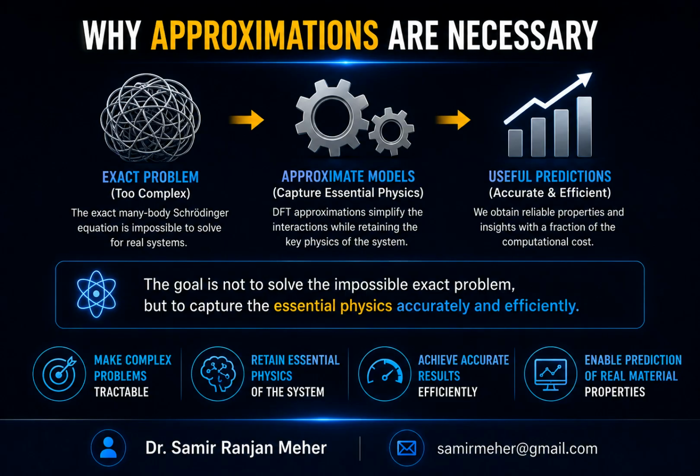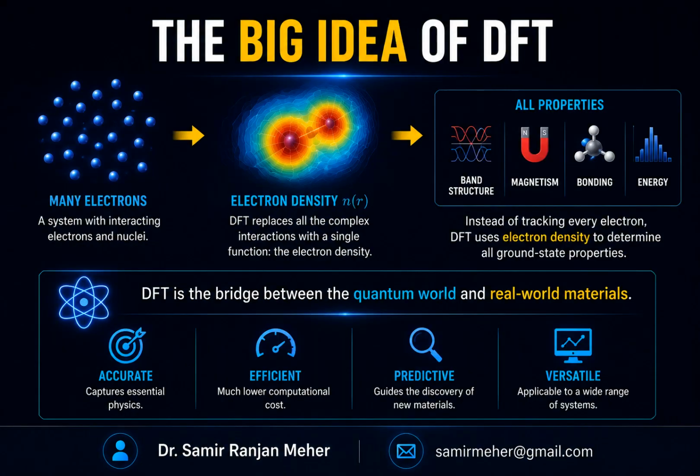The central idea behind density functional theory is surprisingly elegant. Instead of tracking every individual electron, DFT focuses on a single quantity, the electron density. The electron density describes how electrons are distributed throughout space. Remarkably, all ground state properties of a system are determined by this density. This means that a complicated, many electron problem can be replaced by a much simpler problem involving electron density. This revolutionary insight transformed quantum mechanics into a practical tool for materials science.